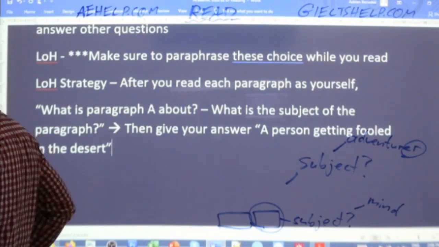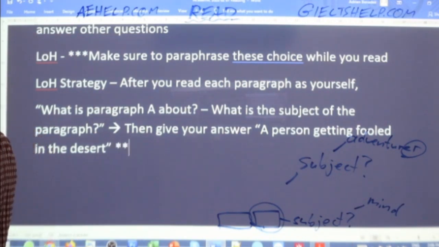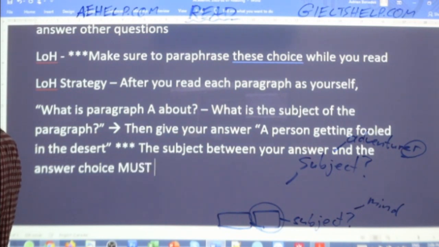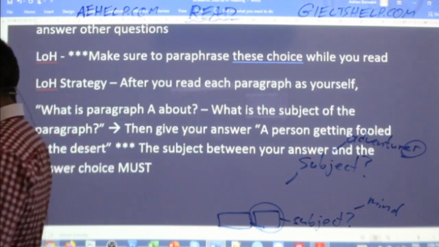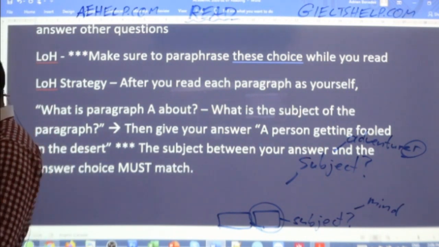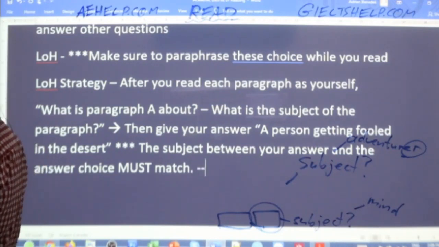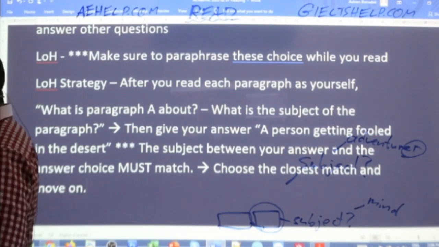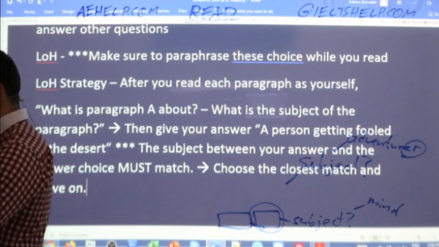I'll even make a note of that so that you remember this when you get to these questions, okay? The subject between your answer and the answer choice must match. Otherwise, there's confusion, right? Otherwise, you didn't understand something about the paragraph. It's only logical. Okay? So keep that in mind. So you choose the closest match and you move on. Okay? You want to be nice and smooth when you're doing this.